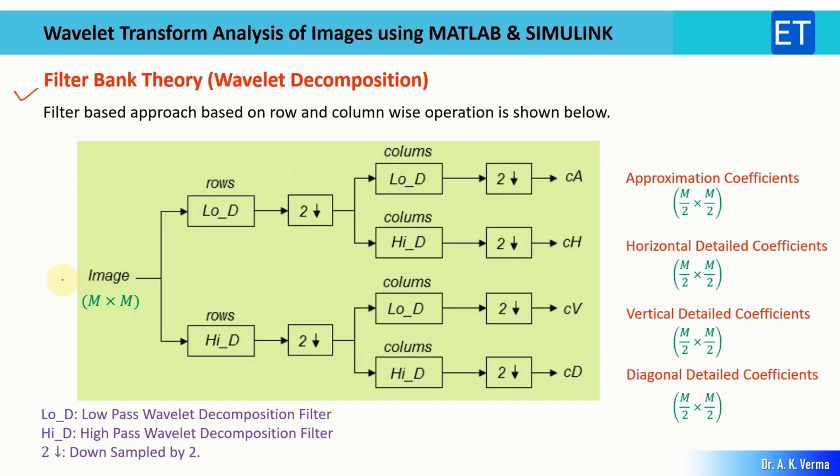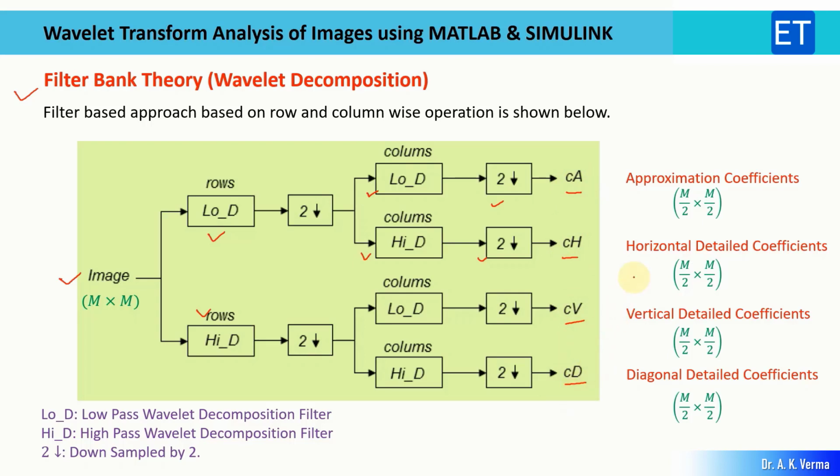So you can see that this is your image, which is an M by M image, and first we do the row-wise operation. LOD is your low pass decomposition filter, and this is HID, the high pass wavelet decomposition filter. And then by downsampling by 2, we get the data, and then we do the column-wise operation, the similar operation. I mean passing the signal through low pass and high pass wavelet filters, and then downsampling by 2. So we get 4 matrices at the output, which are known as CA, CH, CV and CD.